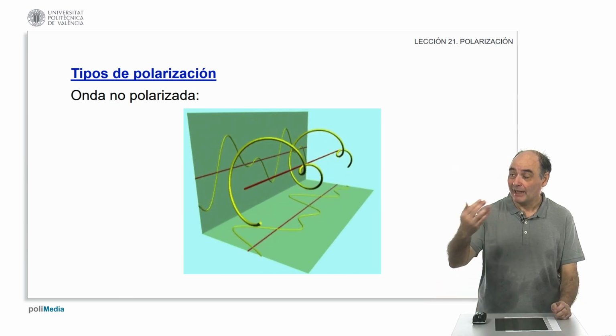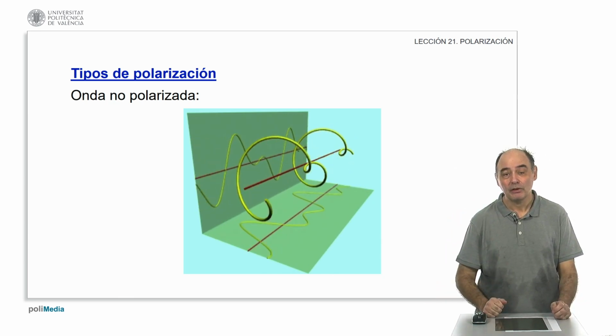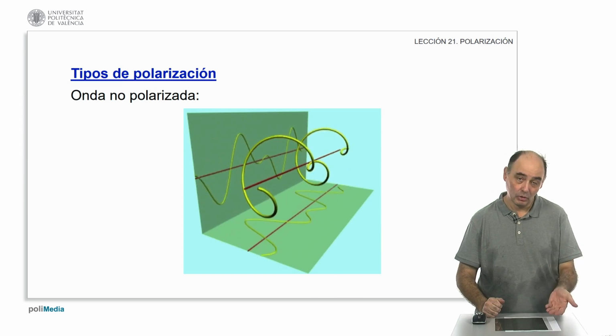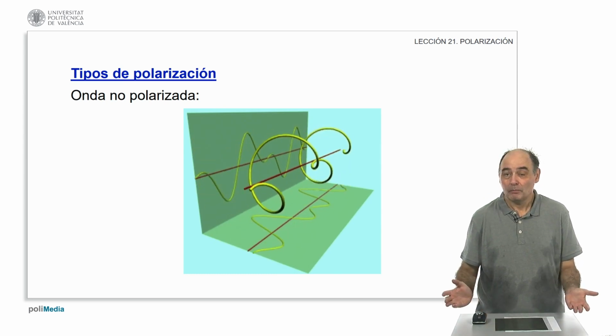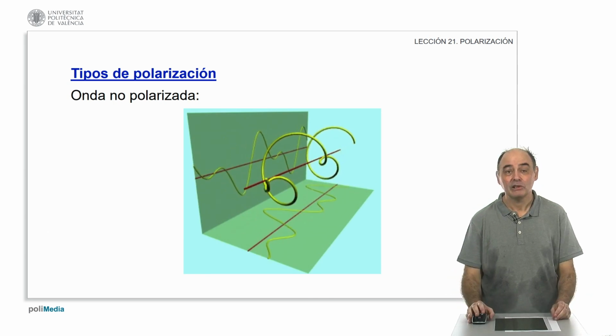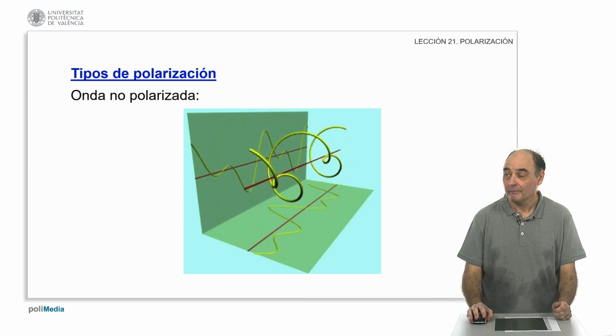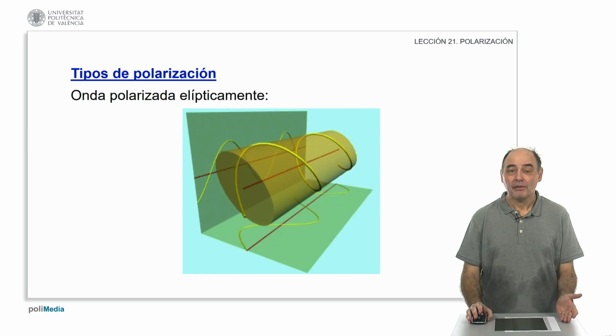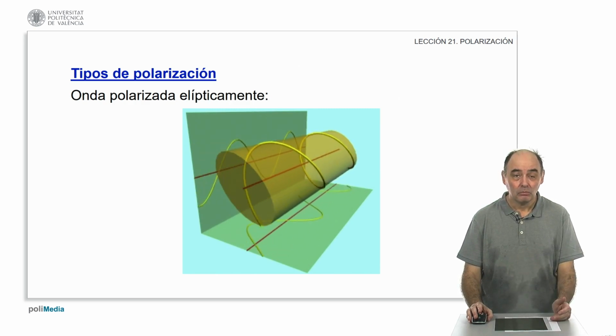Well, this wave, of which we are seeing its vertical and horizontal projections on the back wall and on the ground, has no specific relationship between the two components. It has nothing characteristic. It is an unpolarized wave. How can a wave be polarized? Here we have a first example.